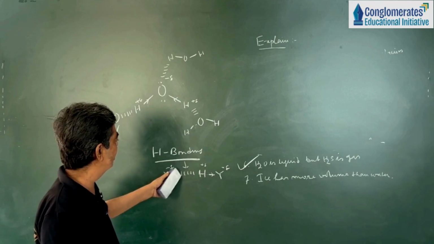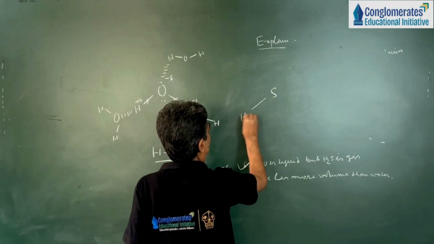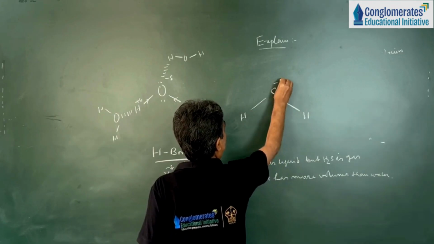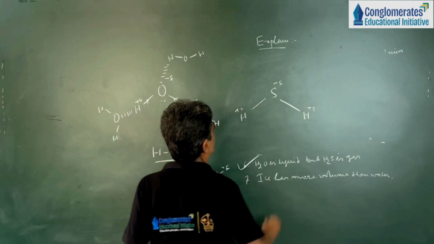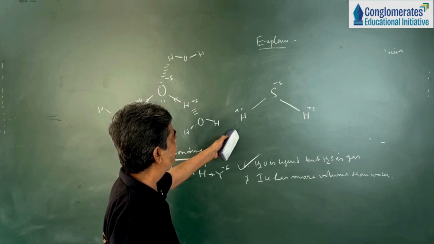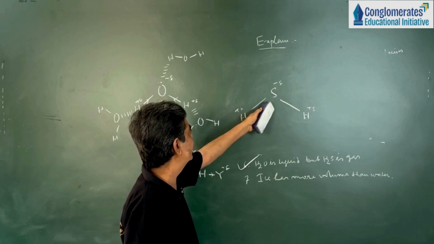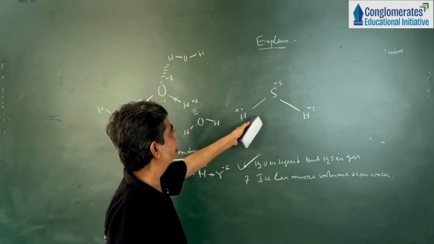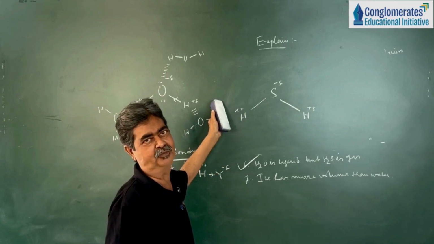But what happens in case of H2S, hydrogen sulfide? Here this is electronegative, this is electropositive. Here also we can consider hydrogen bonding. Yes, here also intermolecular hydrogen bonding takes place, but since sulfur is less electronegative than oxygen, this hydrogen bonding is not as strong as we find in case of water.